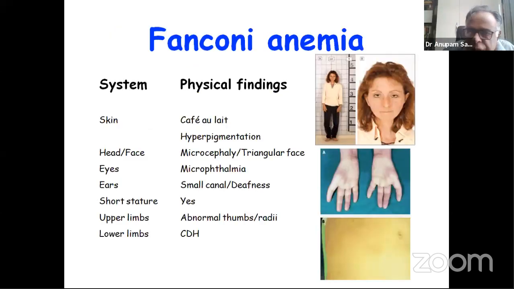There are certain physical findings associated with Fanconi's anemia. I think we don't have to go into the details of those findings, but remember that only about 25 to 30% of the cases of Fanconi's anemia have a phenotype of Fanconi anemia. So every patient of aplastic anemia or hypoplastic anemia must undergo a chromosomal breakage study, even if there are no physical findings.